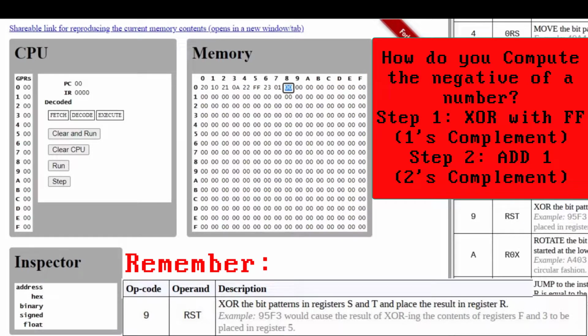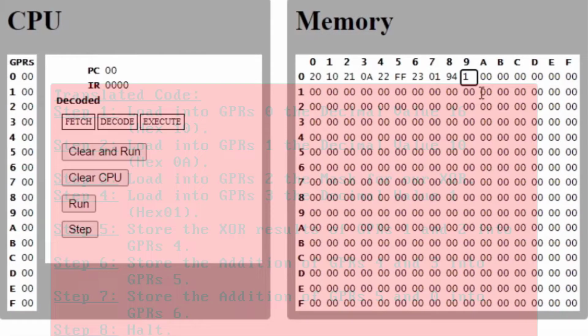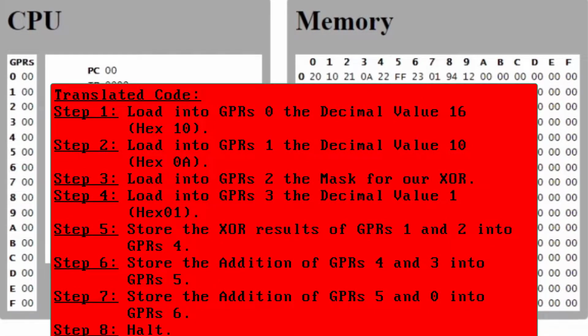Now we get to the XOR part of the code. So we're going to enter opcode 9 and store that into register 4. And the registers we want to work with are registers 1 and 2. So we're going to be XORing the contents of register 1, which is 10, against the mask in register 2, so with all bits on. So we're going to be XORing those.